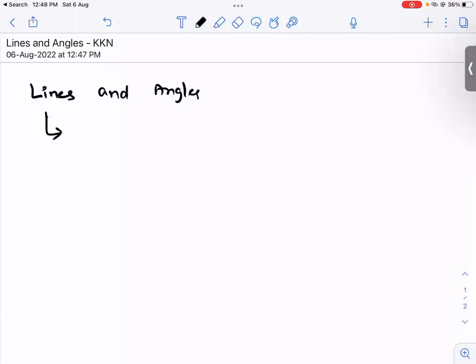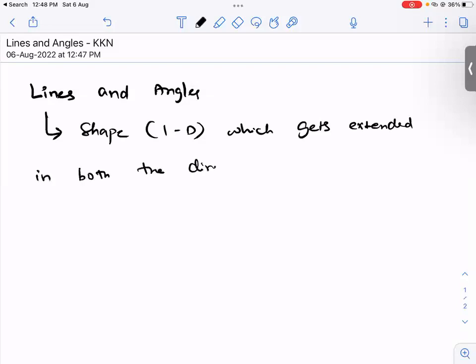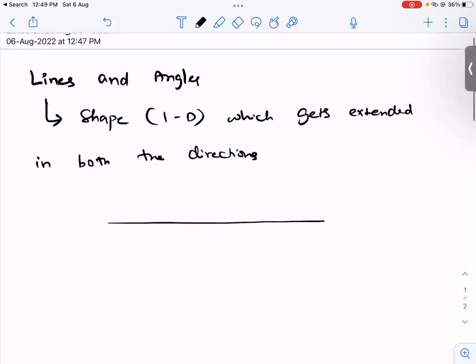It is a shape. So what kind of a shape is it? It is a one-dimensional shape which gets extended in both the directions. Right? So this is a known factor. So if I take this to be the line, then how do you represent it? You will put arrow marks at the end of it. Right?